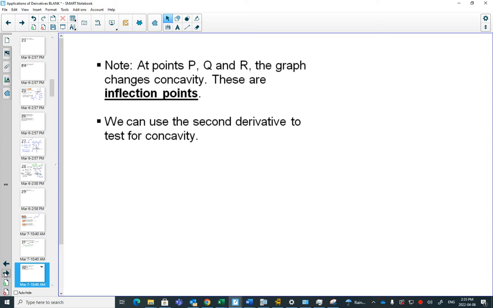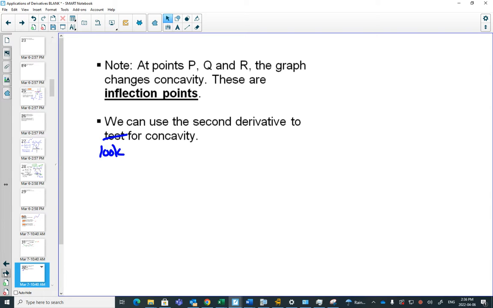So P, Q, and R are the inflection points. So we can use the second derivative. Okay, this is where things get confusing for you. We say we can use the second derivative to test for concavity. However, be careful, this is not the second derivative test. Isn't that weird how the language works there? Yes. So maybe we should change this word to look for. This always causes confusion. People think this is the second derivative test. No. This is what the second derivative does.